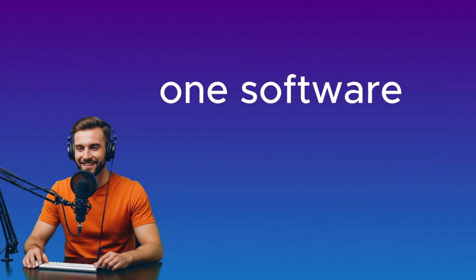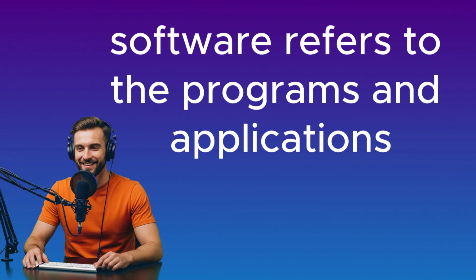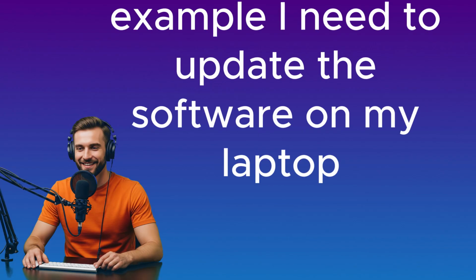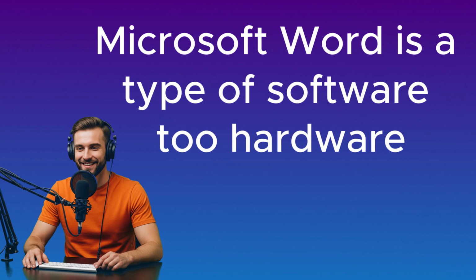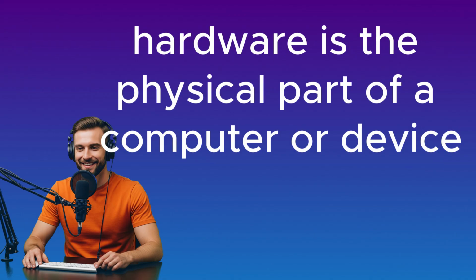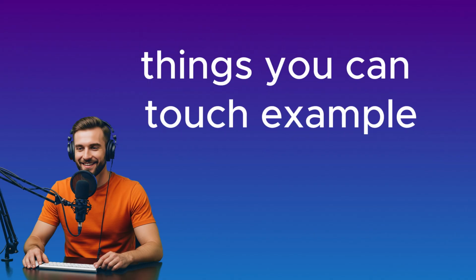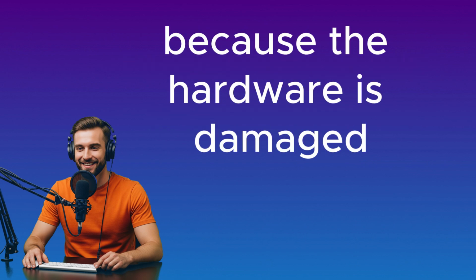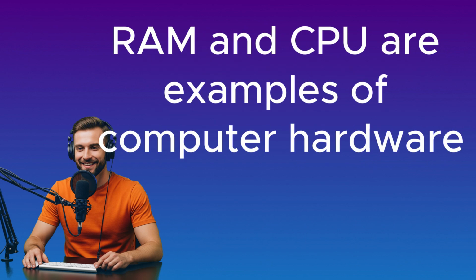1. Software. Software refers to the programs and applications that run on a computer or device. Example, I need to update the software on my laptop. Microsoft Word is a type of software. 2. Hardware. Hardware is the physical part of a computer or device, things you can touch. Example, the printer is not working because the hardware is damaged. RAM and CPU are examples of computer hardware.